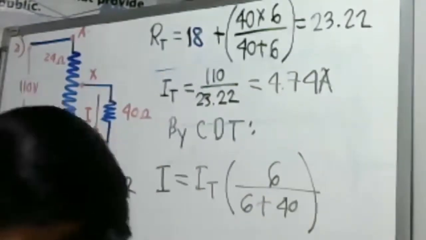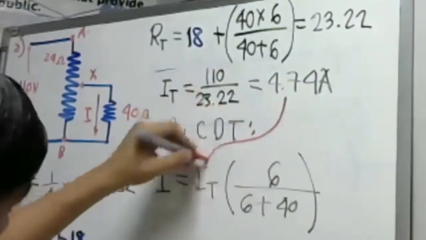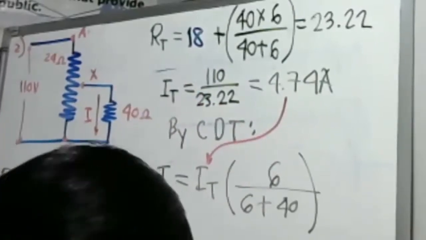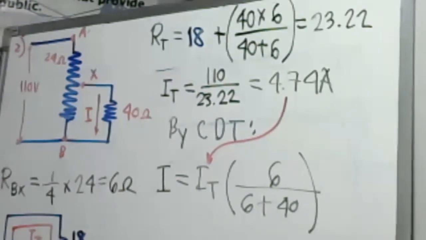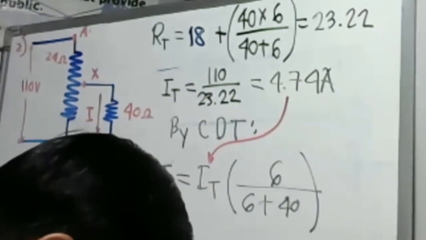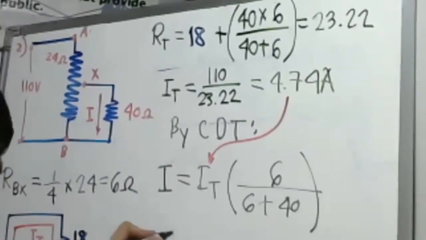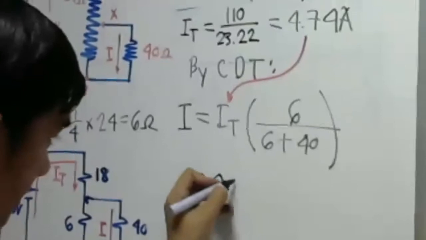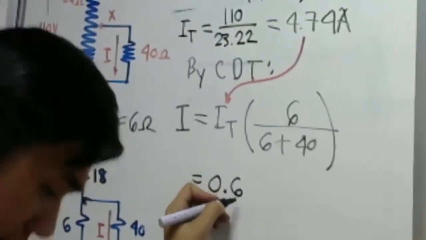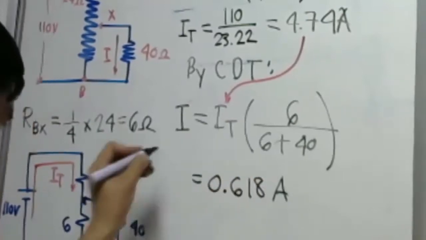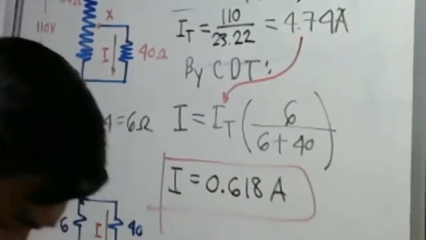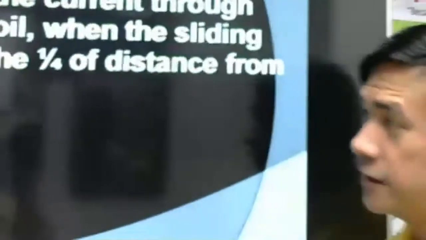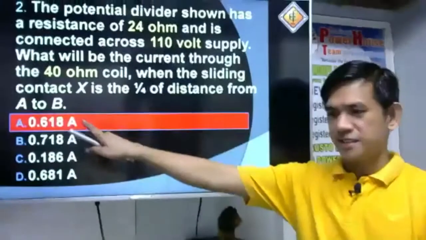Okay, so let us just substitute the 4.74 here. That is times 6, then divided by 46 equals, there you are. My answer here is 0.618 ampere. Okay? So that will be our final answer. Let's take a look. That will be letter A.